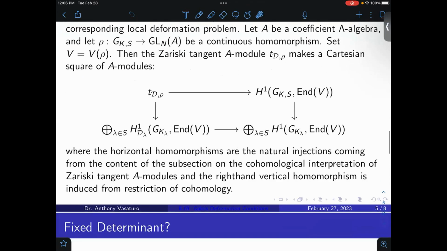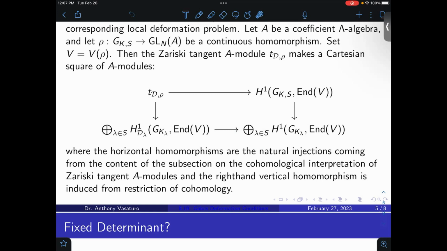So you have horizontal homomorphisms from T_D ρ to H^1(G_{K,S}, V), and from the direct sum over λ in S of H^1_{D_λ}, the subcohomology group, of G_{K_λ}, N_V to the direct sum over the same λ in S of H^1(G_{K_λ}, N_V). These horizontal maps are natural injections coming from the video on the cohomological interpretation of Zariski tangent A-modules.